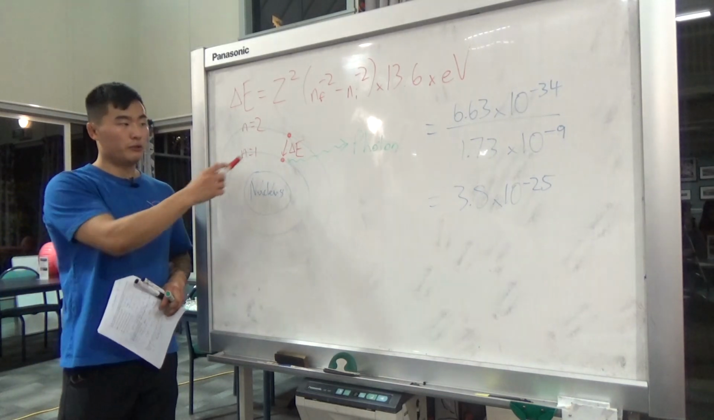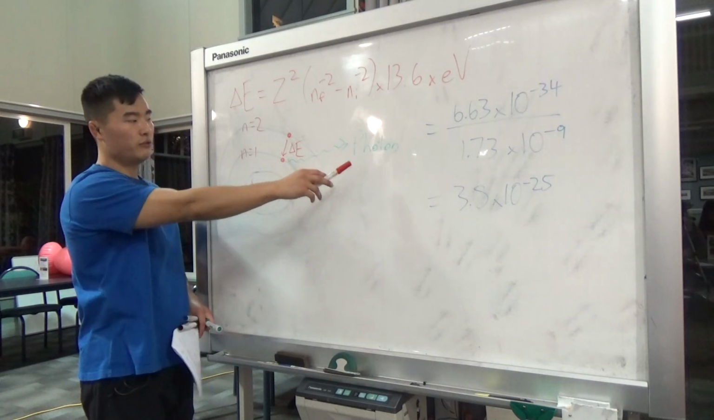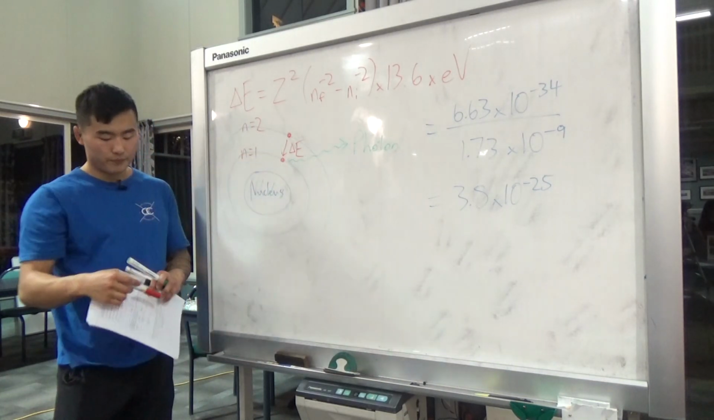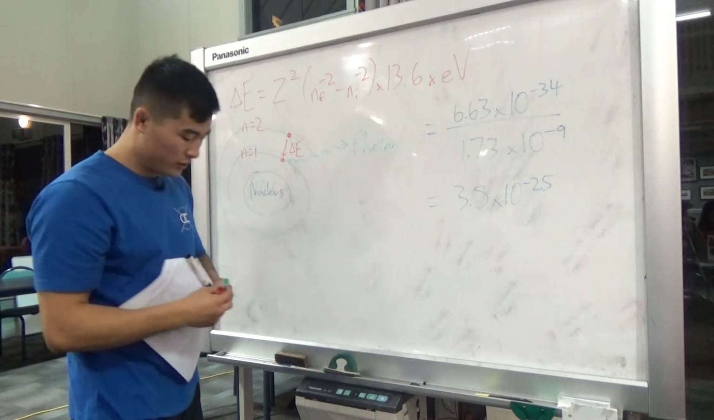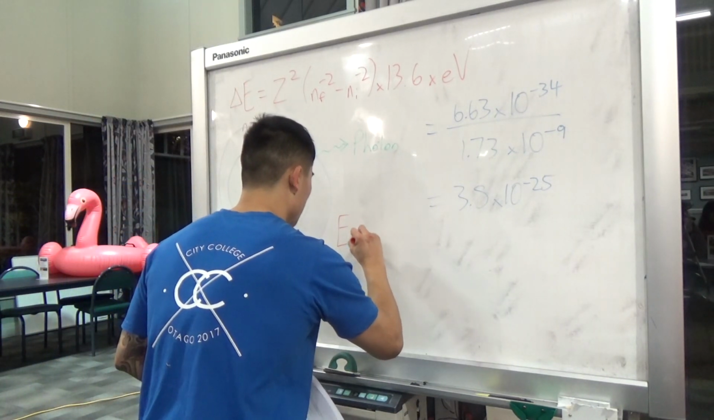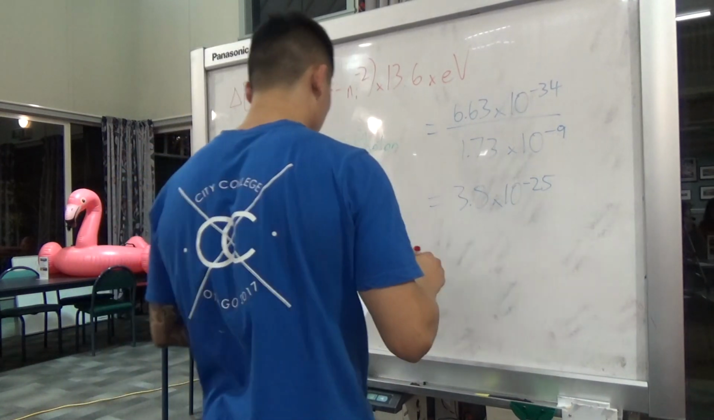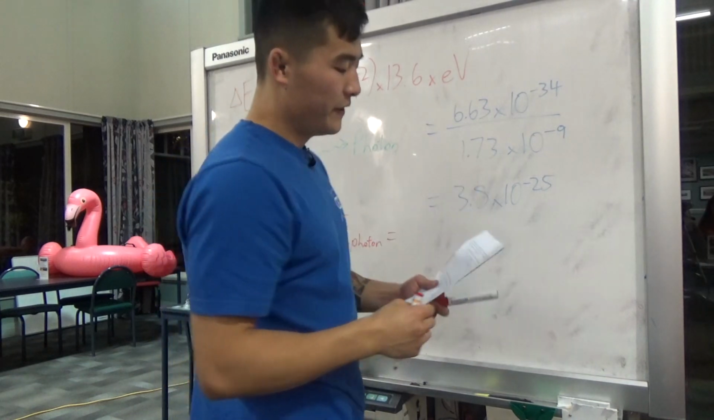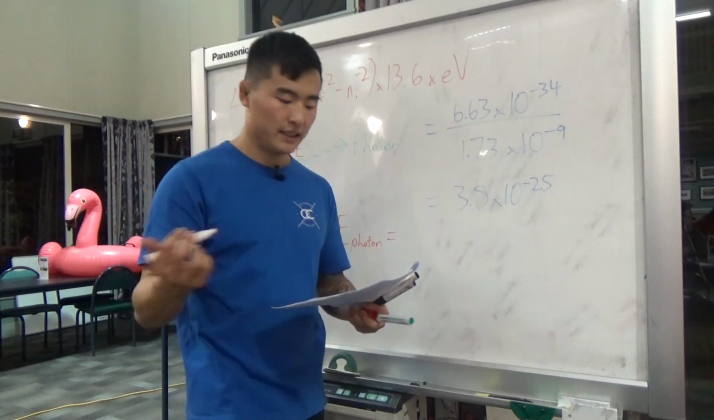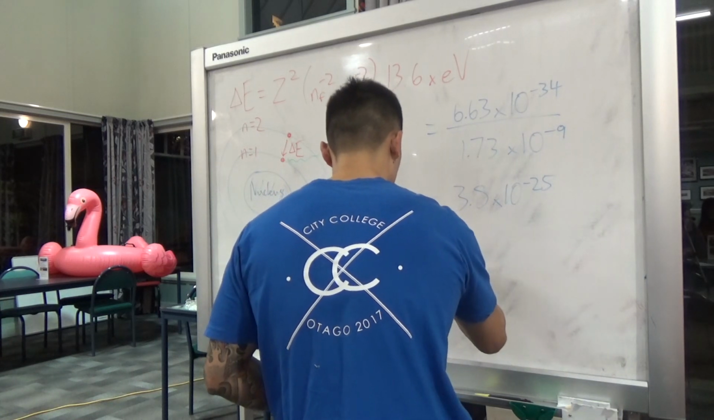But what we can do is we can calculate the energy of the photon, because the energy of the photon will be equal to the change in energy. Okay, so the energy of the photon is equal to, so we can use either the wavelength or the momentum. So let's just use the wavelength. So that's h times c over the wavelength.